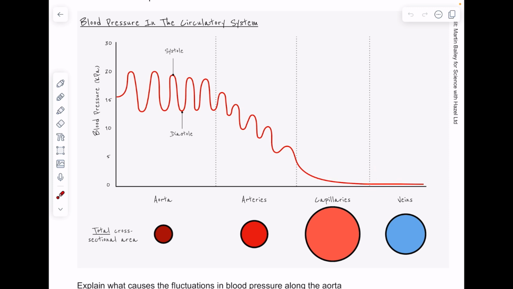And then to explain what causes the overall change in pressure as the blood flows from the aorta to the arteries to the capillaries, this is to do with the total cross-sectional area. Obviously, capillaries, we know that they are tiny, but the huge quantity of them means that the blood has far more routes, in effect, to flow through. And so what we would really say is that the total cross-sectional area of the capillaries is greater than the arteries, and that explains why there's a drop in pressure.